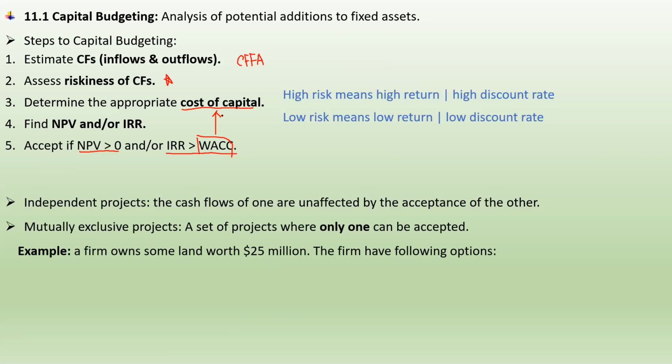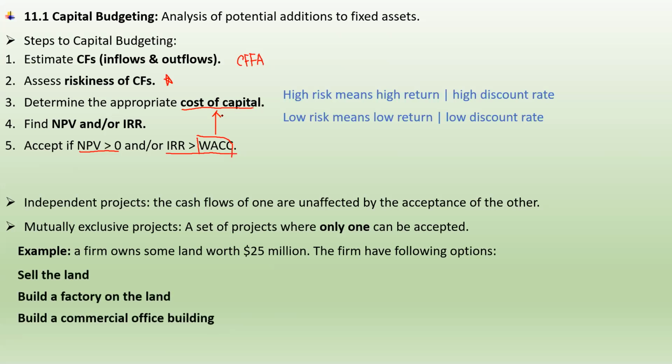So what is a mutually exclusive project? Here is one example. A firm owns some land worth 25 million, and the firm has 3 options: sell the land, or build a factory on the land, or build a commercial building on the land. You can either sell the land or build something on the land. And when you build something on the land, you have to choose either to build a factory or to build a commercial building on the land. You cannot do both. So these are mutually exclusive projects. You have to choose one out of all those options.